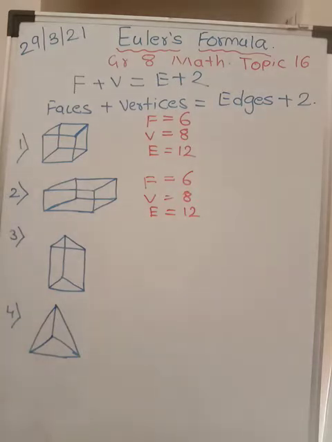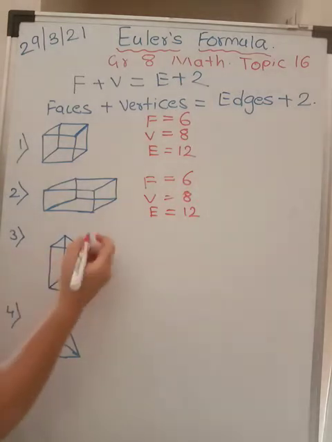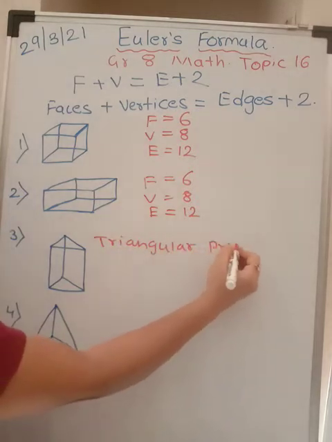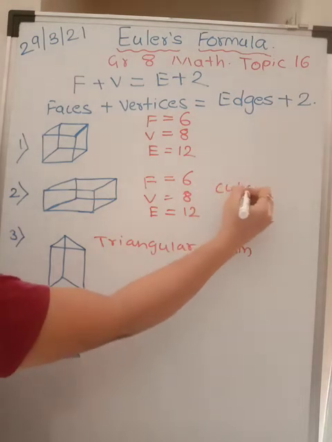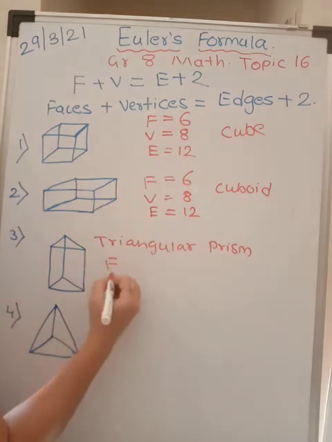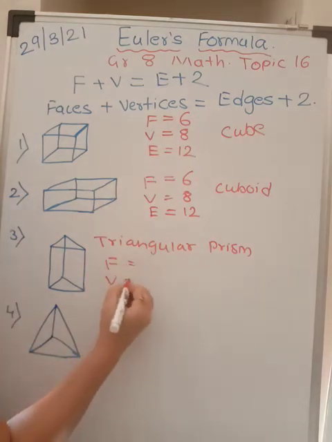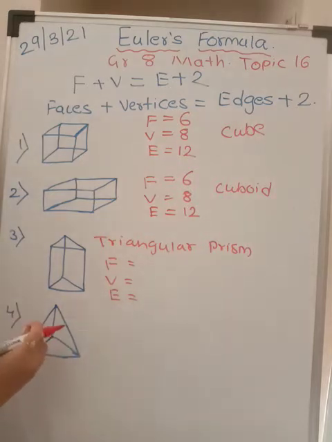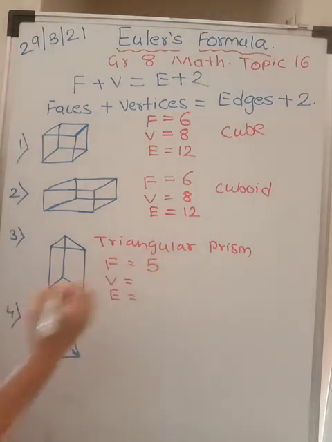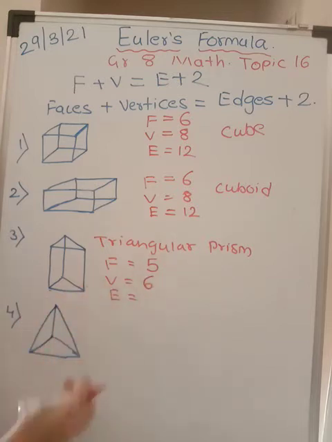Now the third diagram is related to triangular prism. This was cuboid. This is cube. Now let us calculate faces, vertices and edges. How many faces are there? If you look at the triangular prism, this is the first face, this is the second face and this is the third face. This is fourth and this is fifth, top and bottom. So the number of faces will be 5. Vertices: 1, 2, 3, 4, 5, 6. 6 vertices. Now how to calculate edges?